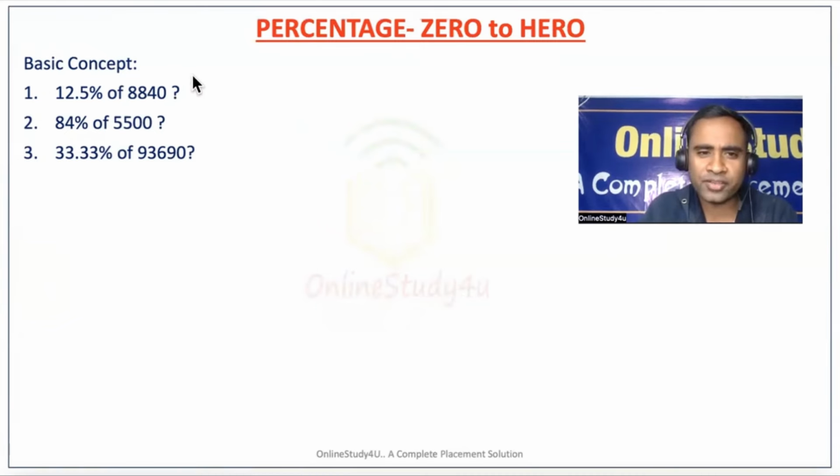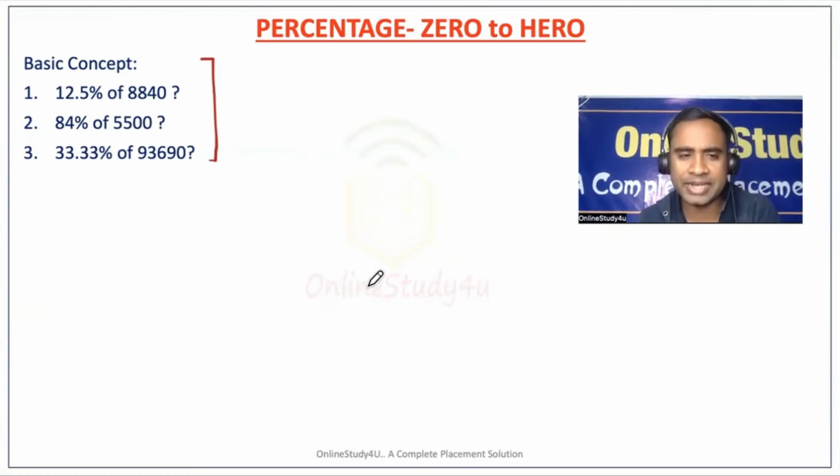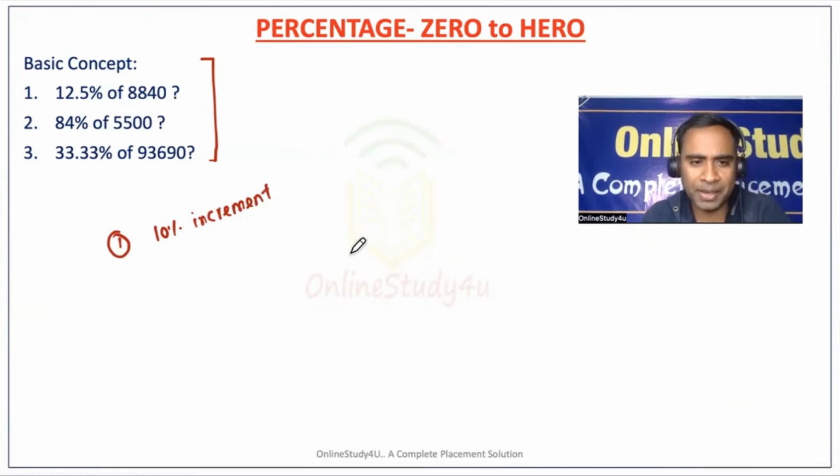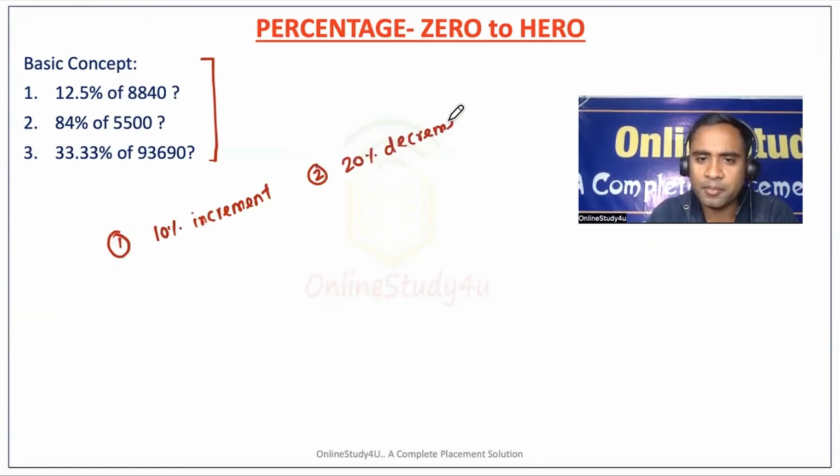So friends, the first thing you should know is how to calculate the percentage faster, right? Now, if in the question it has been told 10% increment, generally the questions will be based on this. We will also be solving previous year problems here, right? So 10% increment, or 20% decrement. This kind of question will be more in percentage.